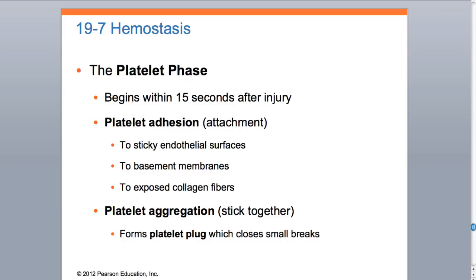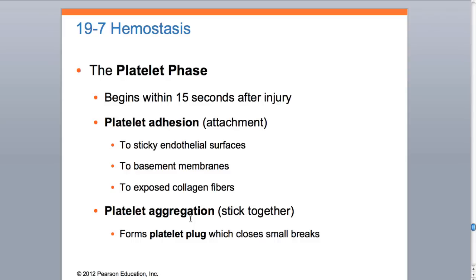Now, to me, a platelet is like a piece of glitter, a little glitter piece that's sticking to the wall of the damaged blood vessel. Then, the next thing that happens is platelet aggregation. That is Roman numeral 2 under platelet phase. Platelet aggregation is when other platelets are recruited to stick to each other. Now, you should know by now, how do I tell one platelet to stick to another platelet? It must be a chemical message.